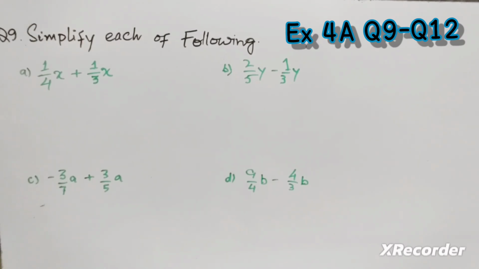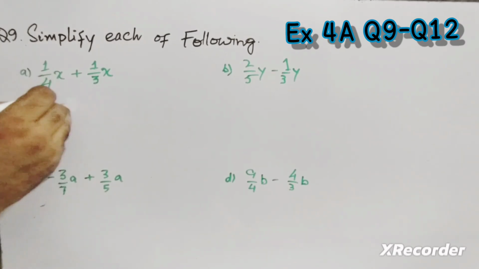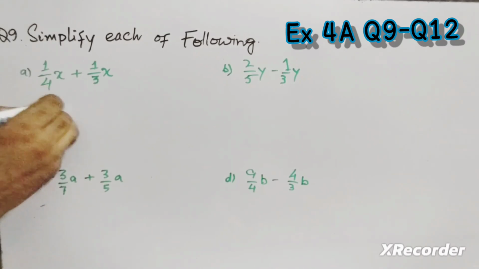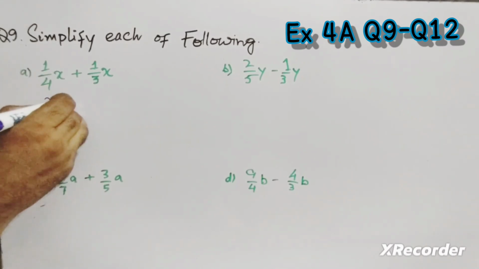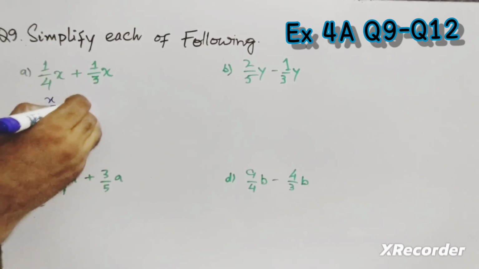We were doing question number 8 yesterday. Now let's progress to question number 9. Simplify each of the following. First part is 1 upon 4x plus 1 upon 3y. To solve this, first of all, we can write it as x upon 4 plus x upon 3.